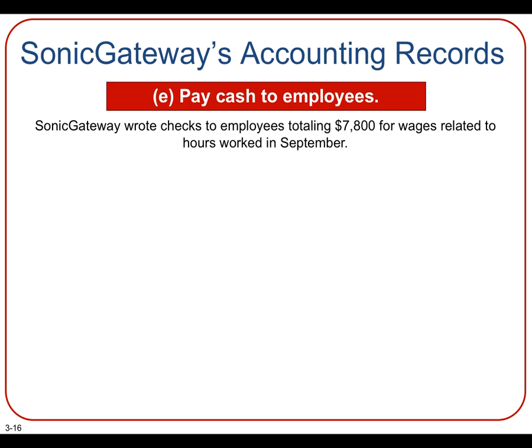Transaction E. At the end of the month, as you are making all of these sales and providing your services, your employee has to get paid. So at the end of the month, you wrote a check to your employee totaling $7,800 for wages related to the hours worked in September. You paid cash, so your cash decreased, and your employee also got paid.